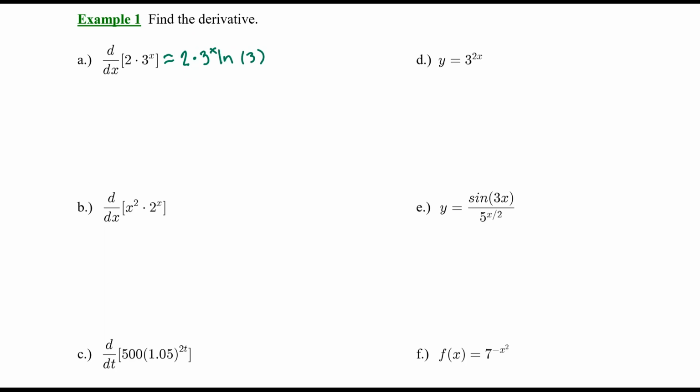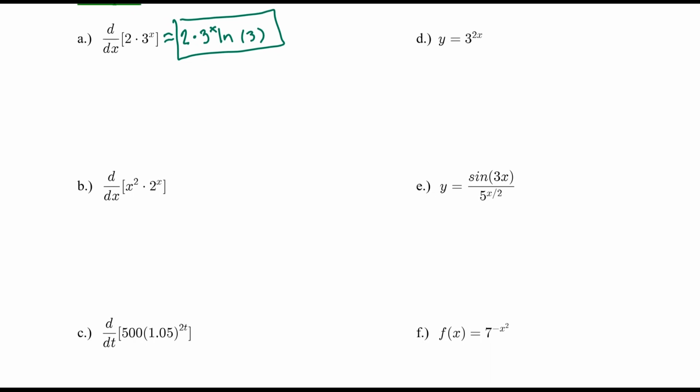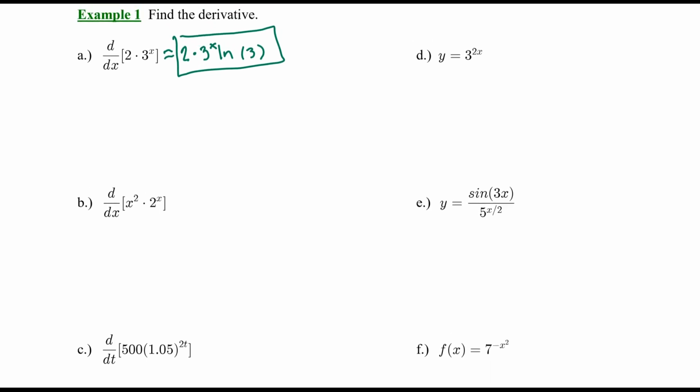Let's move on to our next example, the derivative with respect to x of x squared times 2 to the x. Notice we are dealing with the product of two functions of x, hence we will need the product rule. So we're going to write the first function, x squared, and then we're going to multiply by the derivative of the second function. The second function is an exponential function with a base other than e. So we make a copy of the function and multiply by natural log of the base.